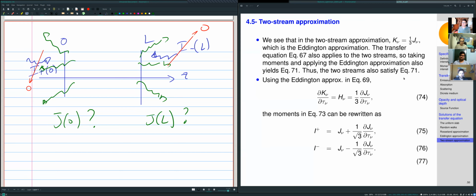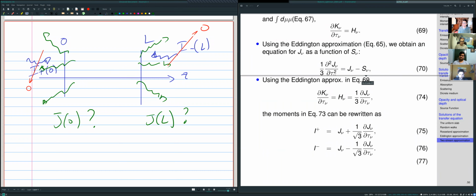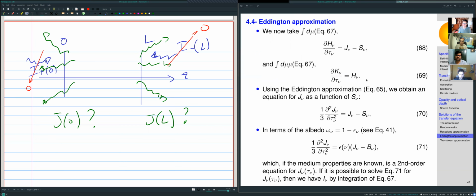Okay, so we use the Eddington approximation in equation 69, which is this one. So that's equation 69, maybe. Let's go back a little bit. So these are the moments of the radiation transfer equation. Okay, so the moment 0 gives us 68. Moment 1 of the radiation transfer equation gives us equation 69.